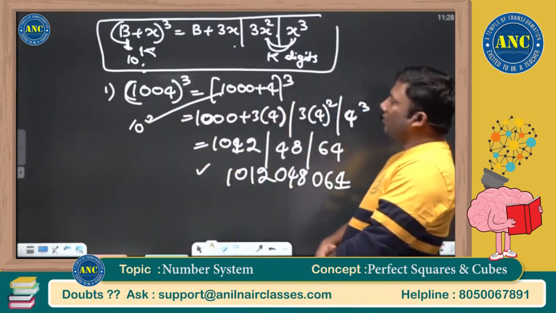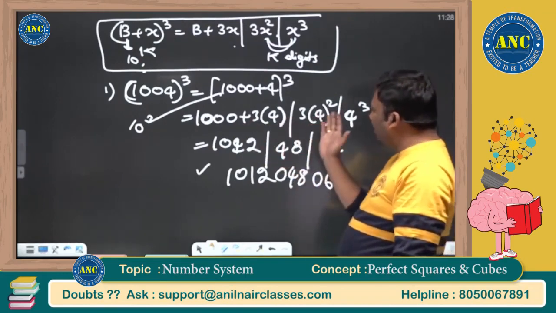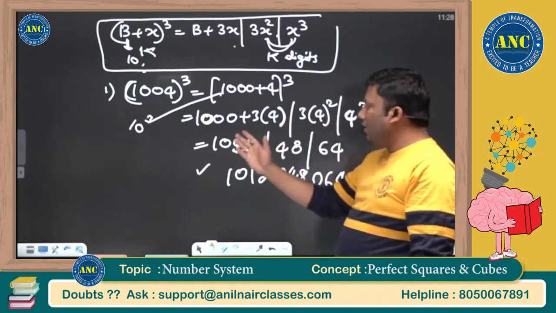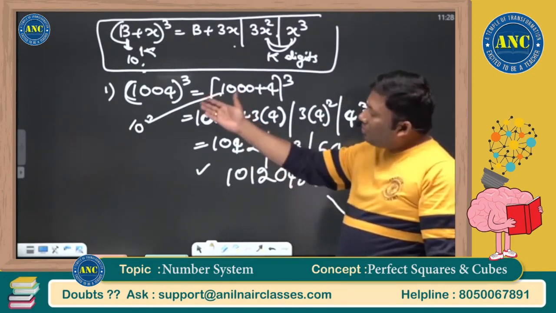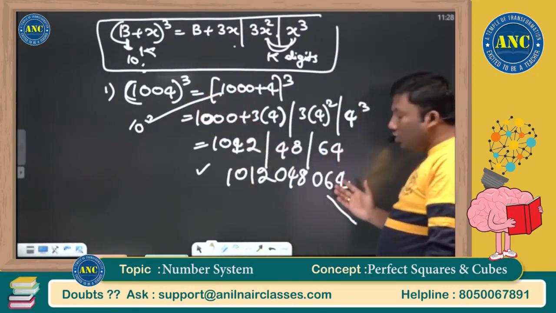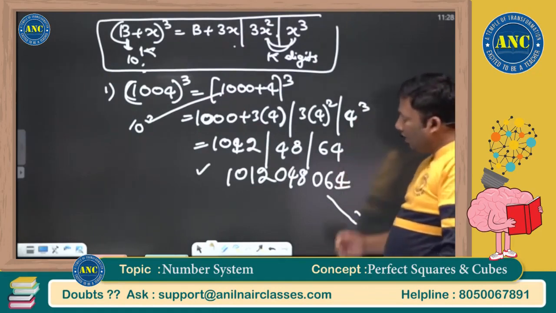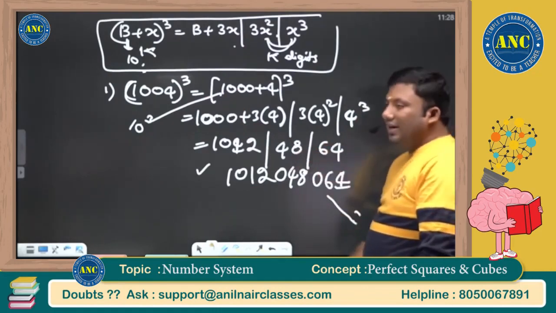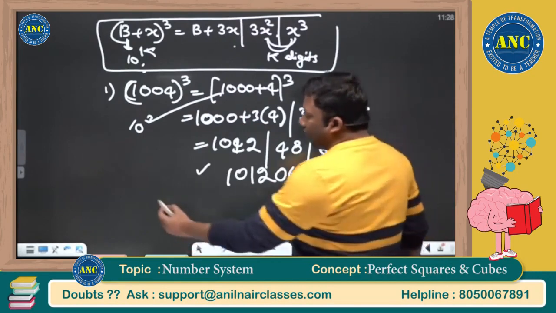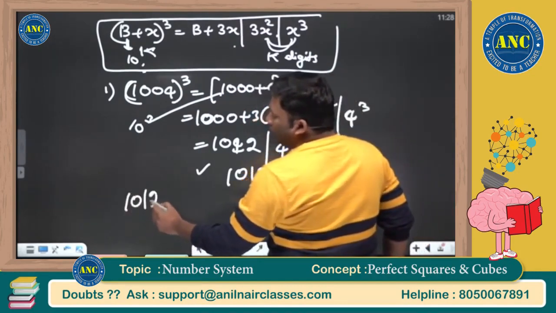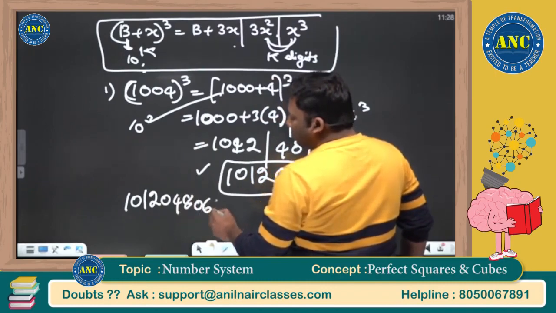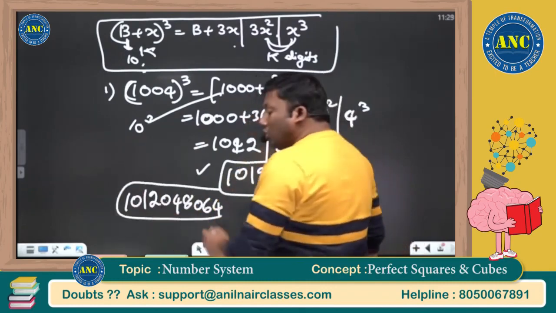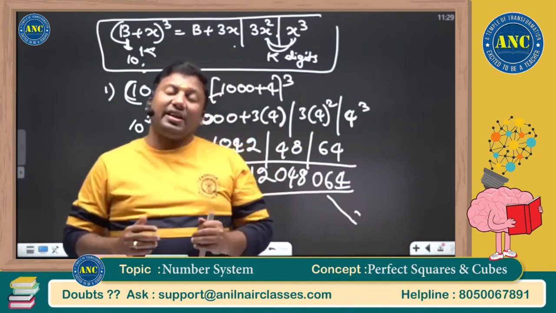1000 plus 4 power 3, b plus 3x, 3x square and x cube: 1012, 48 and 64. So 1000 is 10 power 3, and the last places should have 3 digits. 64 in a 3-digit format, 48 in a 3-digit format. So the answer for this question is 1012, 048 and 064. Now we took the numbers which are just greater than 10.